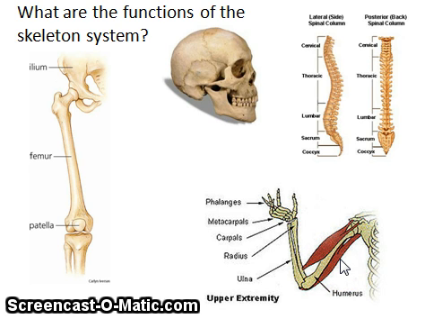The skeleton system also produces blood. This happens in long bones where they contain red bone marrow. Long bones are hollow, allowing more red and white blood cells to be produced. An example of this would be the femur.